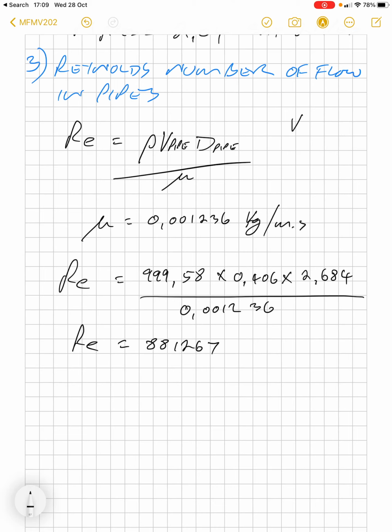Alright, so remember V is equal to 0.695 over pi over 4, 0.406 squared times 2. Velocity in the pipe is 2.684 meters per second. That's where that velocity comes from. And that's the end of question 2.